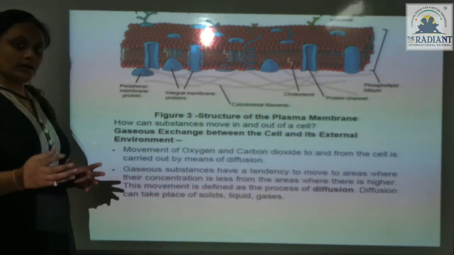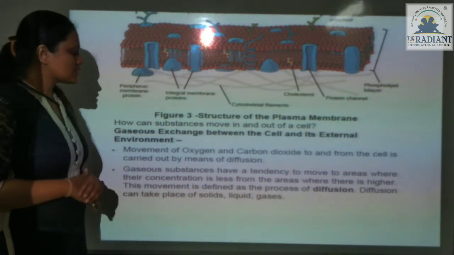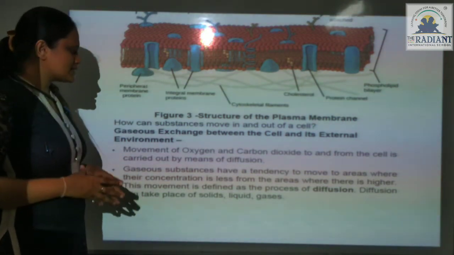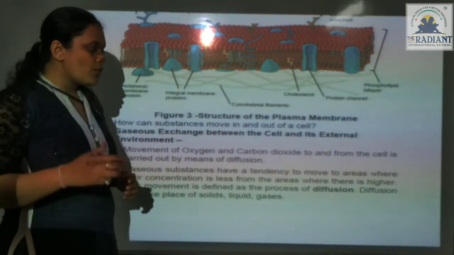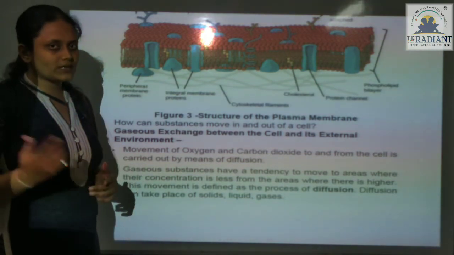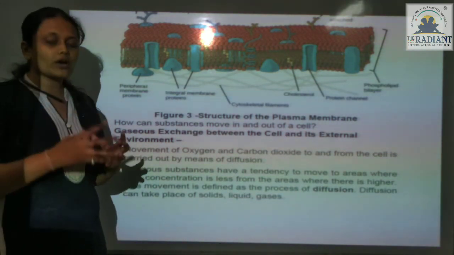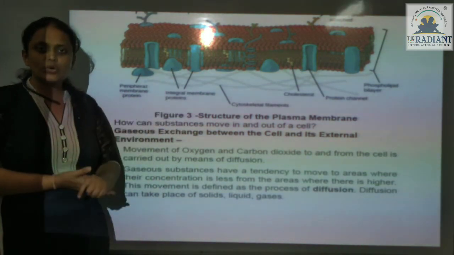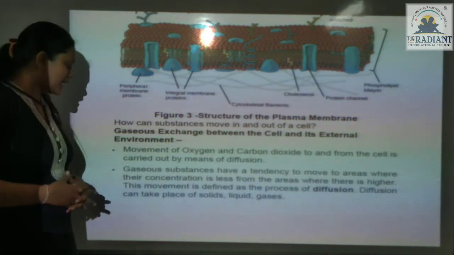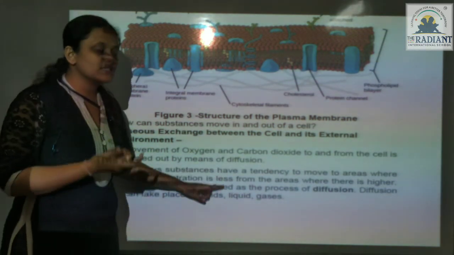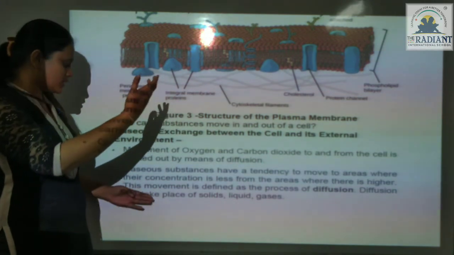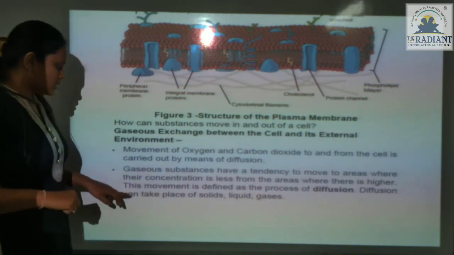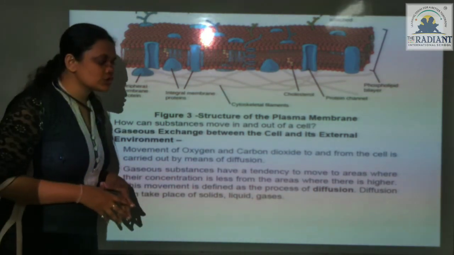Next, we can see that gaseous substances have a tendency to move from the areas where their concentration is higher to the areas where it is less. Okay, let me repeat the sentence again for better understanding of what I told you earlier: the movement of gas will occur from where? From higher concentration to lower concentration. Here we are going to see only that. Gaseous substances have a tendency to move from a higher concentration towards a low concentration. Okay? So this movement is defined as the process of diffusion.